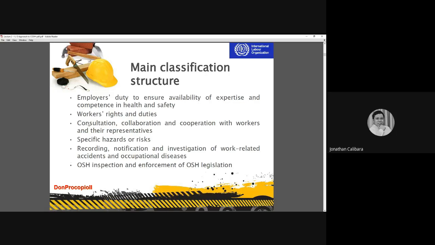Then, OSH inspection and enforcement of OSH legislation. So every time, there is a run-through, a specific inspection, whether annual, quarterly, semi-annual or monthly, in order to check whether the procedures have been implemented correctly. Sometimes it is good, the labor and safety officer is known.